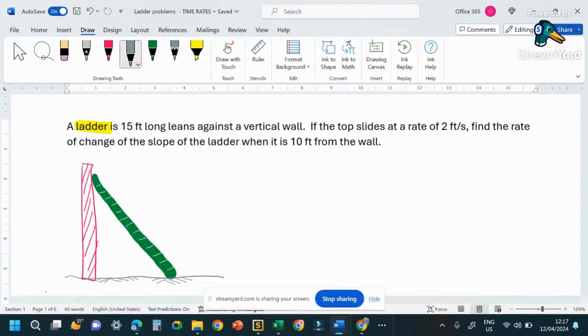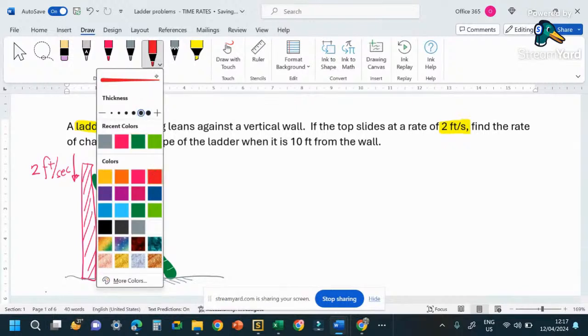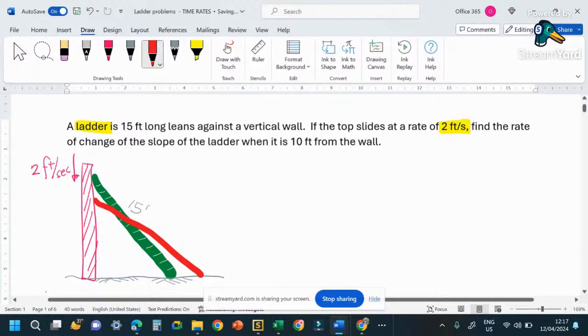Okay. Now, it says in the question that the ladder is 15 feet long. If the top slides at a rate of 2 feet per second, so the top slides down at 2 feet per second. What happens to the ladder after? Then it becomes like this after some time, correct? Because it's sliding down. Or it can be like that after some time.